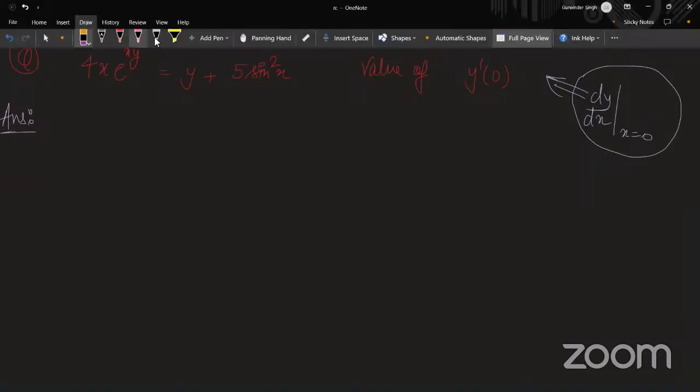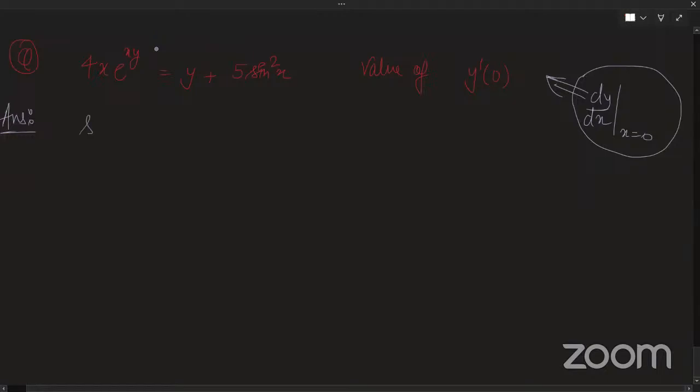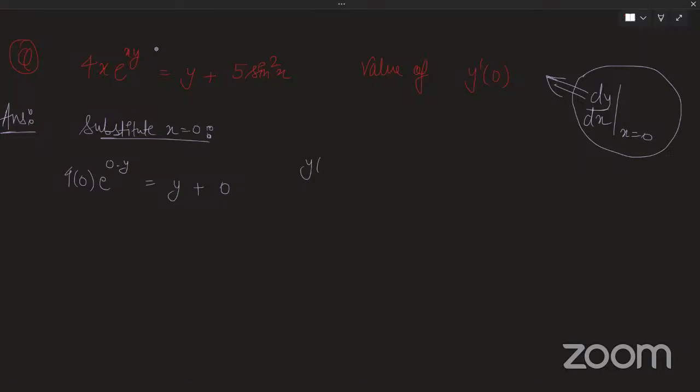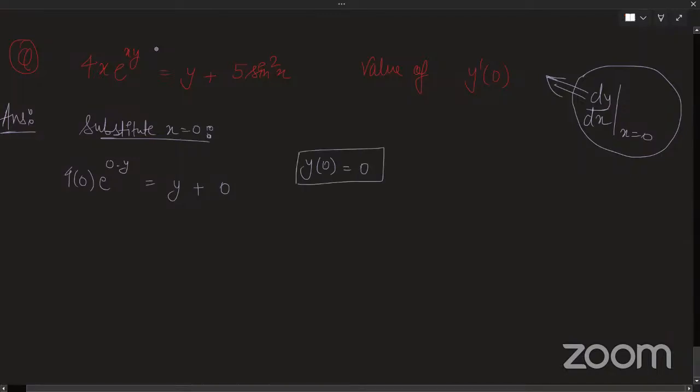It is really simple. So what you can do is in this whole equation, substitute x is equal to 0, right? So you get 4 into 0 into e raised to x, x is also 0, so 0 into y, is equal to y plus 0. Okay. So what is my value of y of 0? Zero. Great, it is 0.